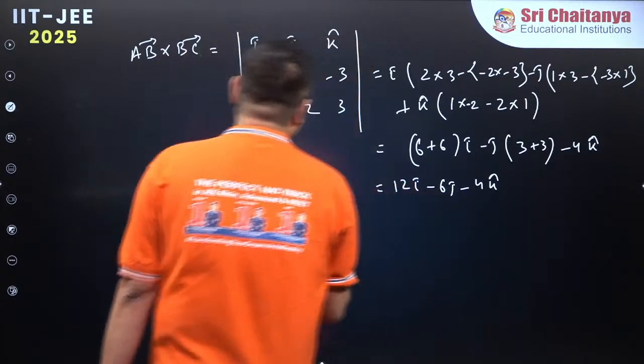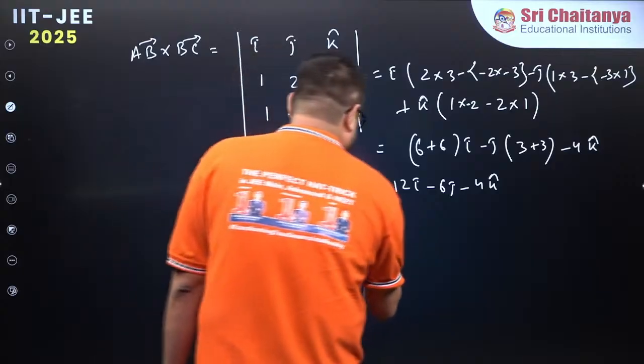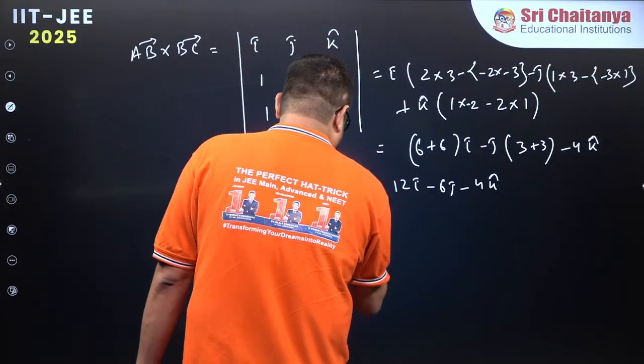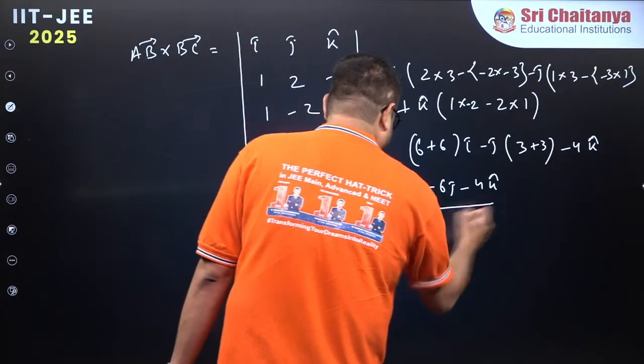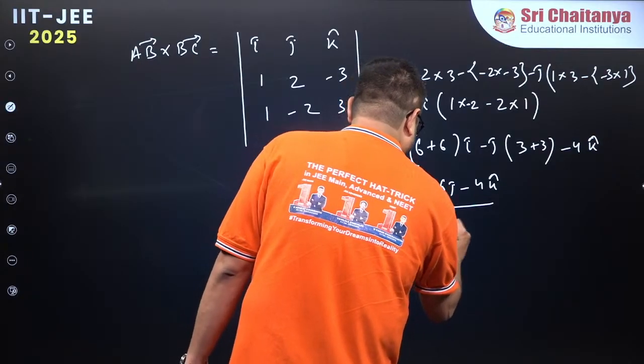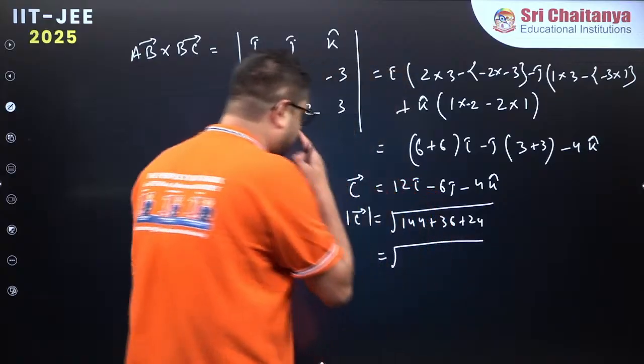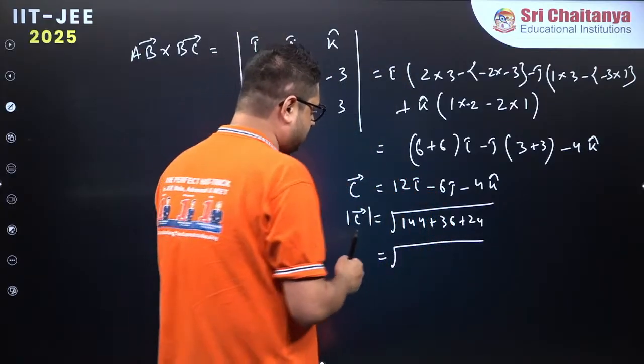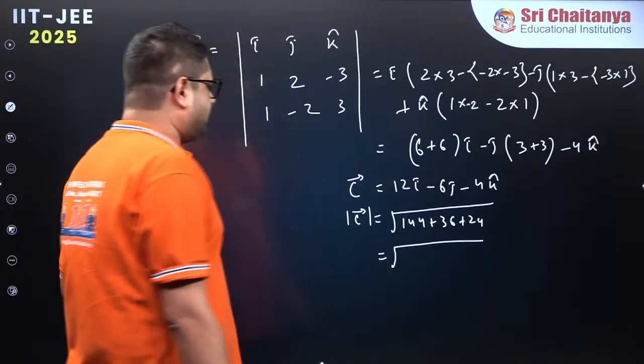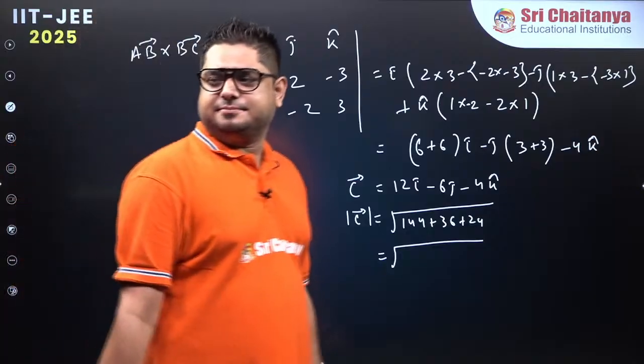So now let's try to find out the magnitude. So this magnitude, let's say this is C vector. So what's the magnitude of C vector? That is 144 plus 36 plus 24. So what I will be getting, everyone? What do you think we are going to be getting in this case? I hope we did the calculation perfectly. What you will be getting?